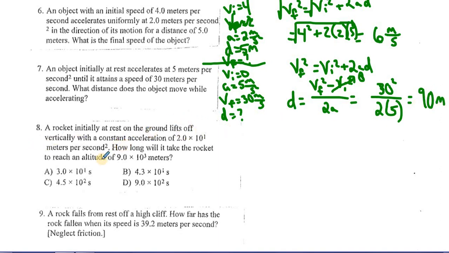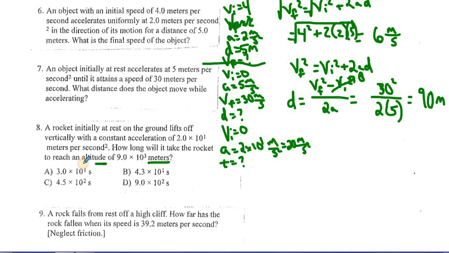Okay, so the next one, now we have some multiple choice, so maybe we'll show some tricks on how to do this a little faster. So a rocket is initially at rest, so VI equals 0. It lifts off with a constant vertical acceleration of 2 times 10 to the 1 meters per second squared, which, by the way, is just 20 meters per second squared. How long? So we're looking for time. It will reach an altitude of 9 times 10 to the 3 meters.